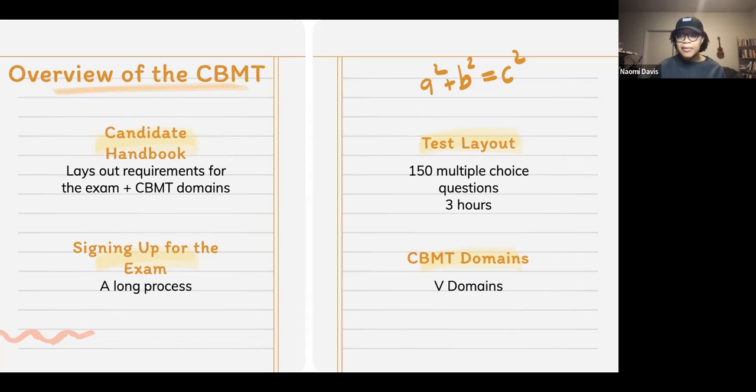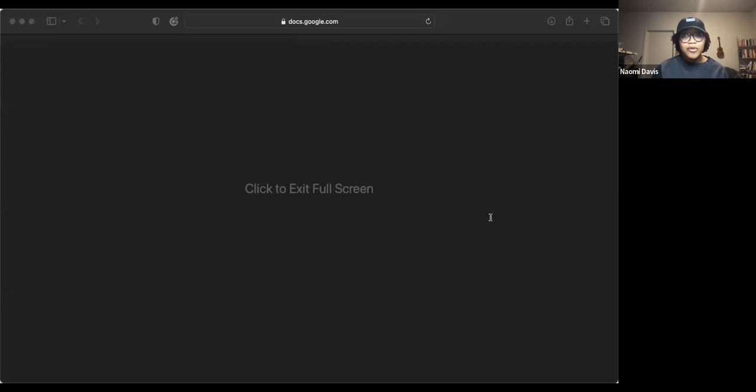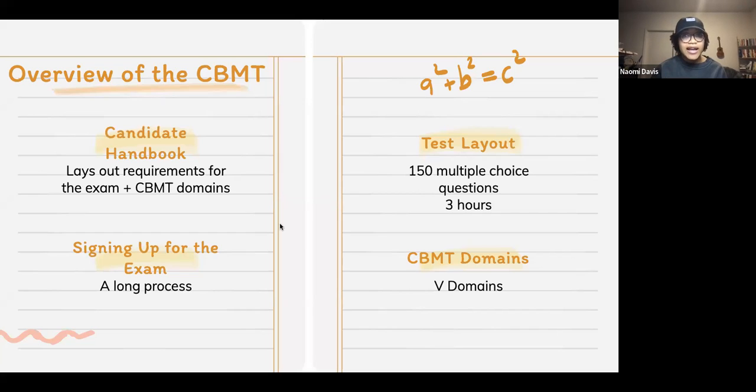Something else to keep in mind as you walk through this process is thinking about when and how you are going to sign up for the exam. So signing up for the exam is less than straightforward at times. You can also find that information on the CBMT website, but I'm going to drop that link in the chat and also tell you a little bit about how that looks.